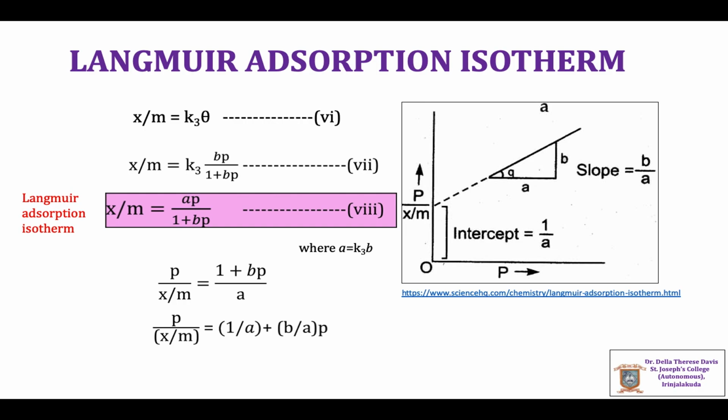Pressure divided by x by m ratio against pressure gives a straight line with intercept 1 by A and slope B by A. This equation P divided by x by m is equal to 1 by A plus B by A into P is another form of Langmuir adsorption isotherm. And if Langmuir adsorption isotherm is valid for an adsorbent-adsorbate system under consideration, the plot of P by x by m against P should be a straight line with intercept 1 by A and slope B by A.